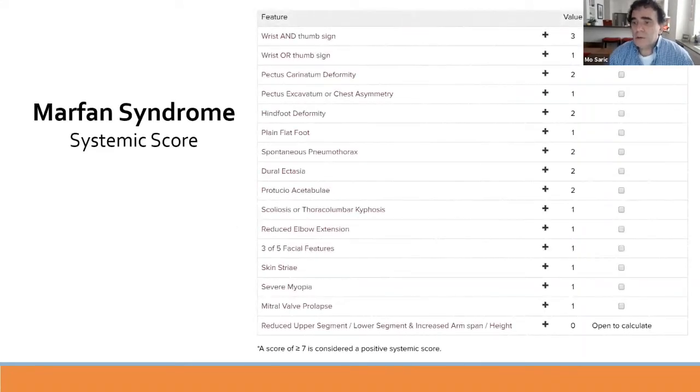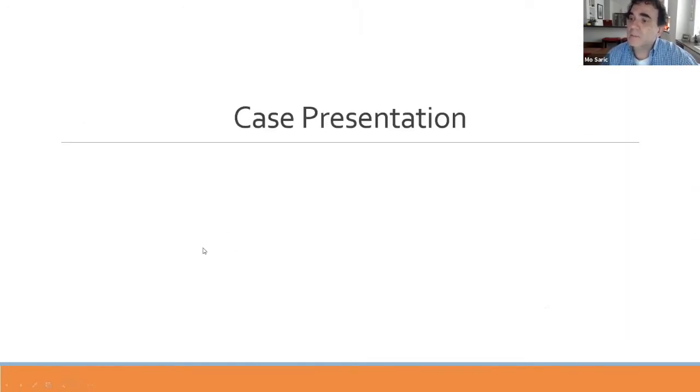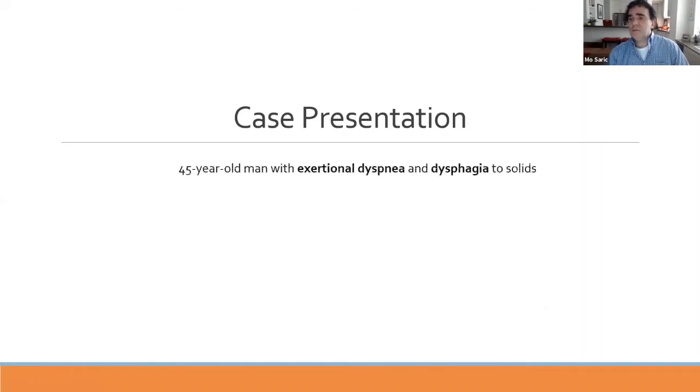As for the diagnosis, there is no one particular test that is definitively diagnostic for Marfan syndrome, so we rely on a systemic score. Many of them are available online, and there are point values for different findings. Based on the score, if it's 7 or greater, it is a positive score, and the diagnosis of Marfan syndrome can be established. Let me show you a quick case of Marfan syndrome.